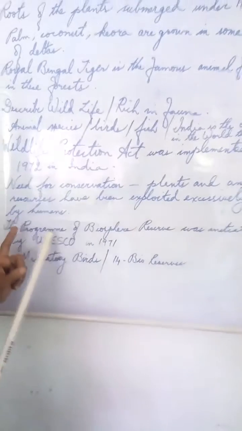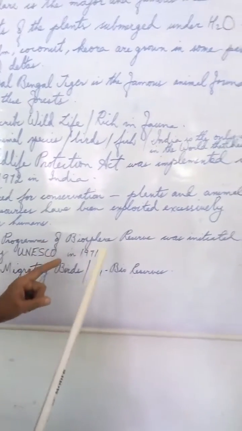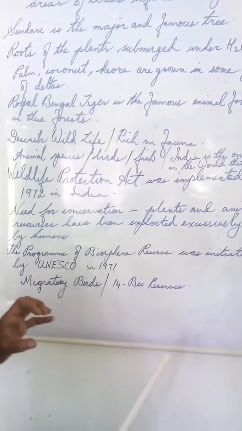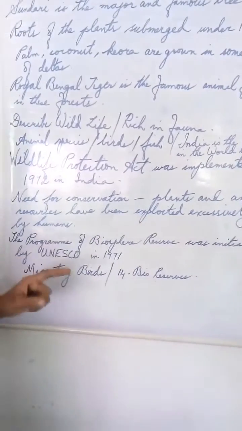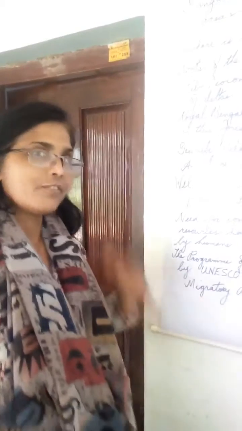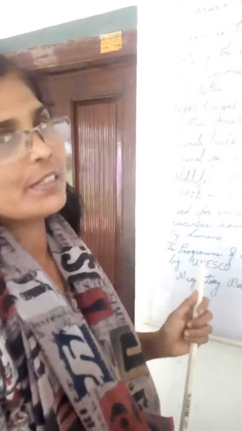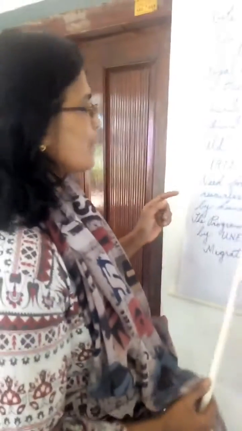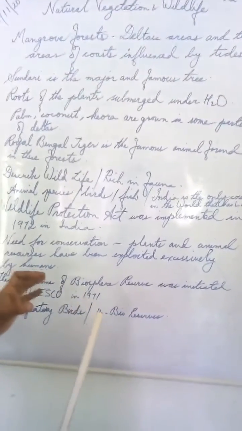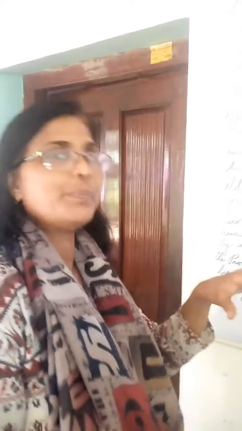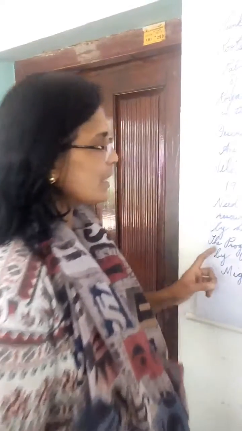Okay, not only that, a year back, the program of biosphere reserves was initiated by UNESCO, in 1971. And after that only we passed the Wildlife Protection Act. So remember that we have to conserve the flora and fauna, which are resources very much essential to keep the ecosystem of our country in balance.